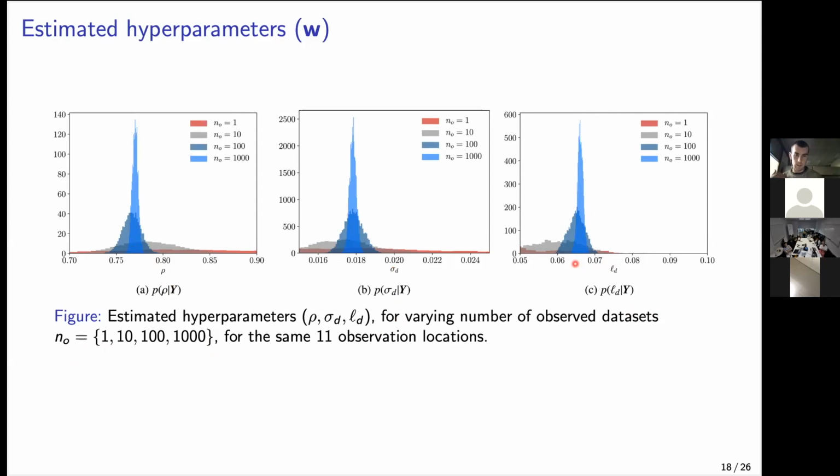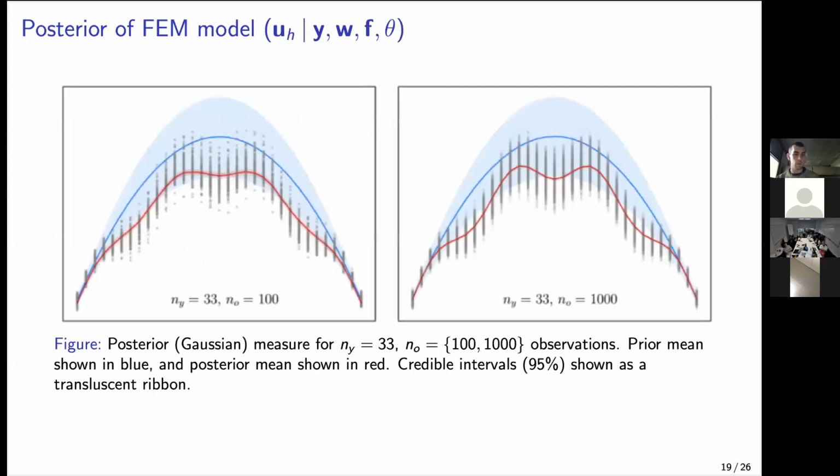And we're going to take these posterior mean values from MCMC and just set them to be fixed throughout the remainder of this example. So then conditioned on these parameter estimates and everything else that we've assumed, we then can update the FEM solution here. So this is the FEM solution u_h conditioned on the data y, given the hyperparameters, given the forcing, and given the assumed forcing parameters theta.